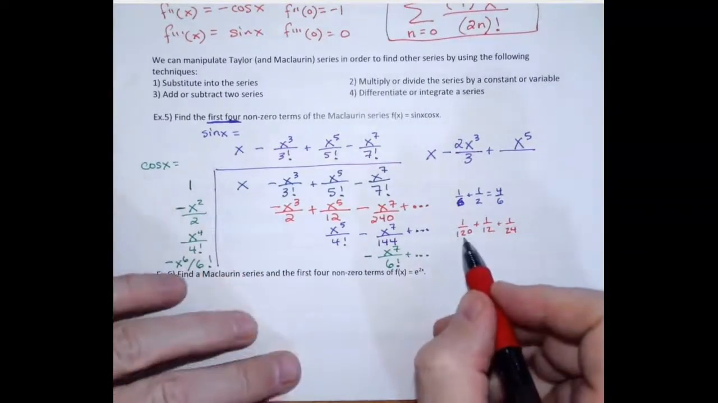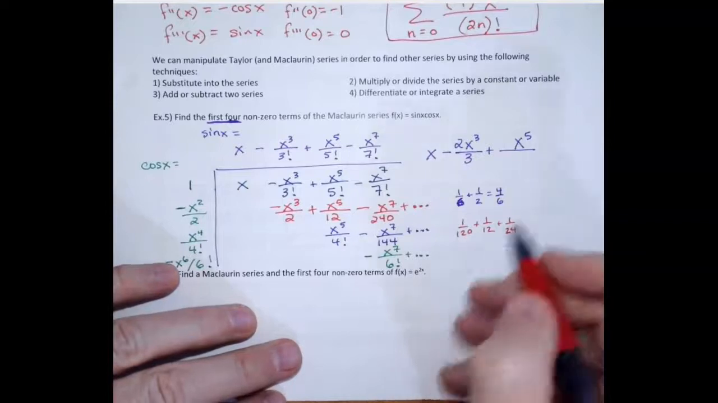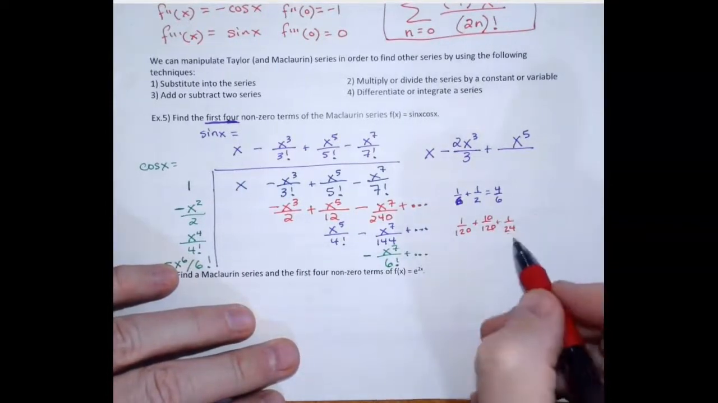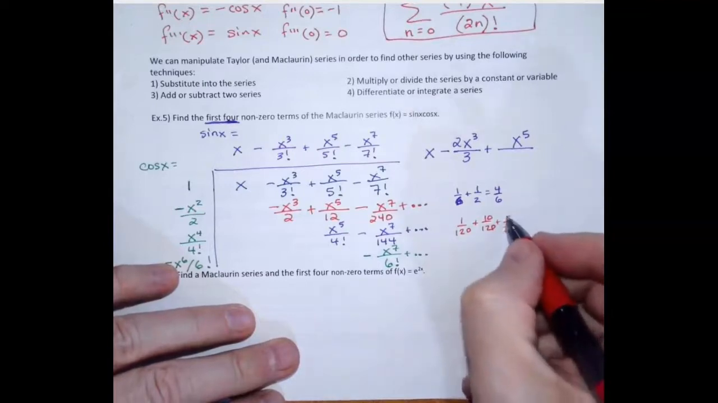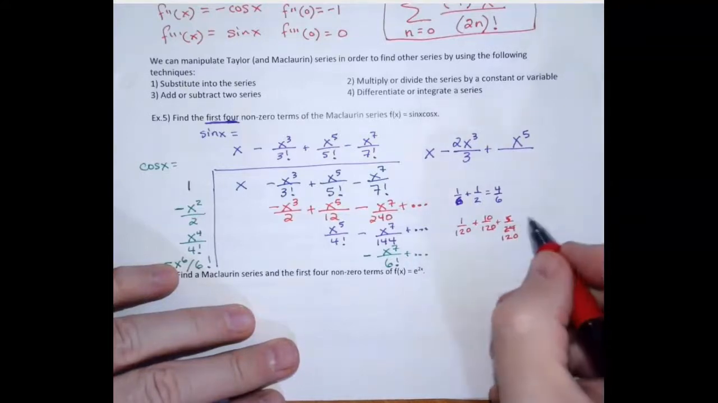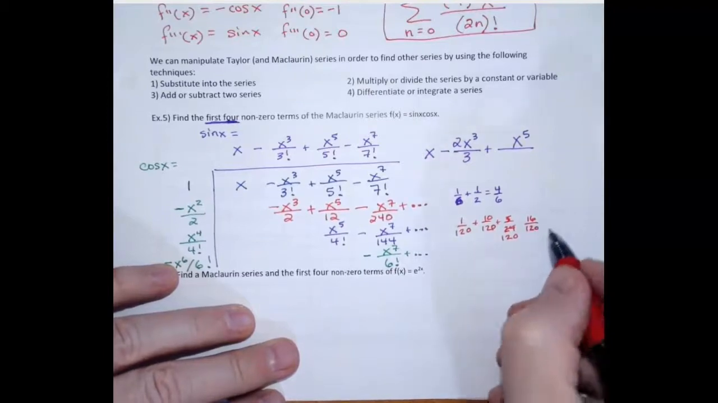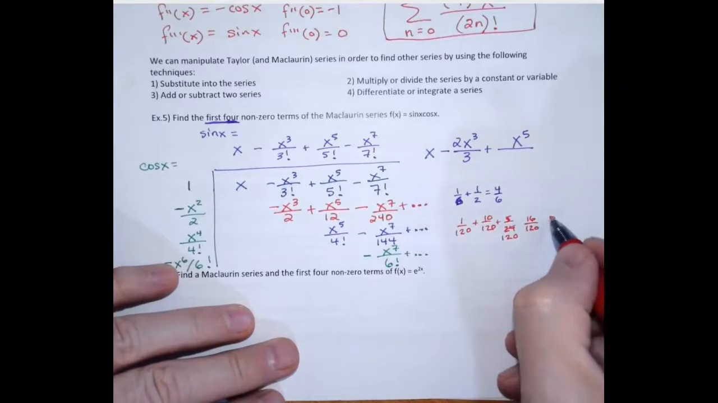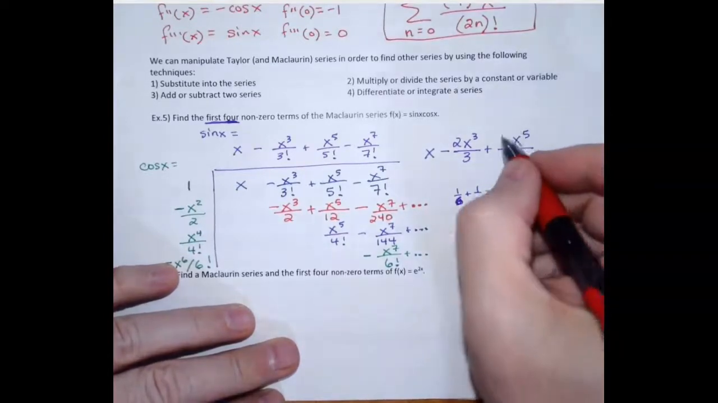So it looks like we're looking at 120 as our common denominator. So that'll be 10 over 120, and this will be 5 over 120. In the common denominator, that's going to be 16 over 120, which is 8. I guess I could have divided by 4, that would have been better. 4 over 30, which is 2 over 15.